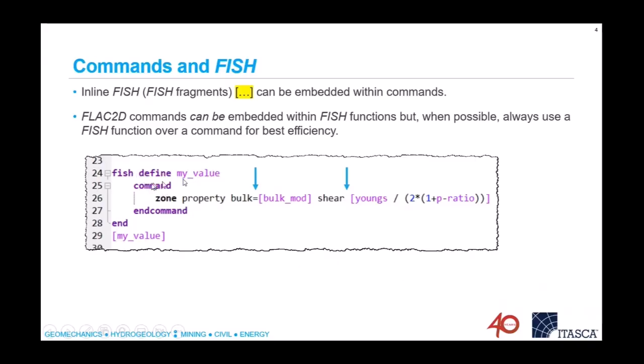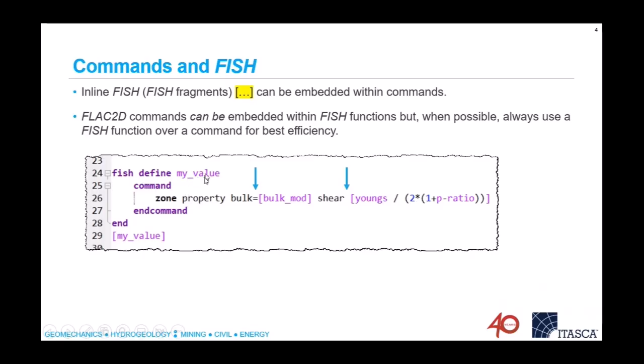Within a fish function, we can include commands, like zone property, assign some properties. Within a command, we can actually use what are called fish fragments, which can just be variables, or they could be calculations. We designate those with these square brackets. So it's almost like you're in a calculator mode, if you will, within a command. That way we can add variables to commands, and it gives us a little more flexibility.